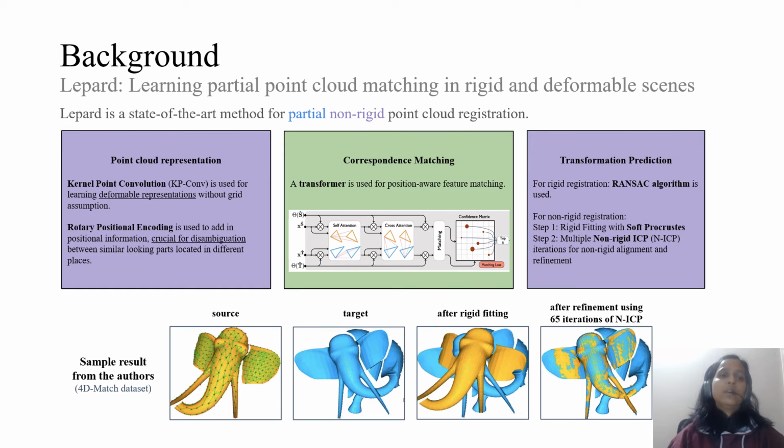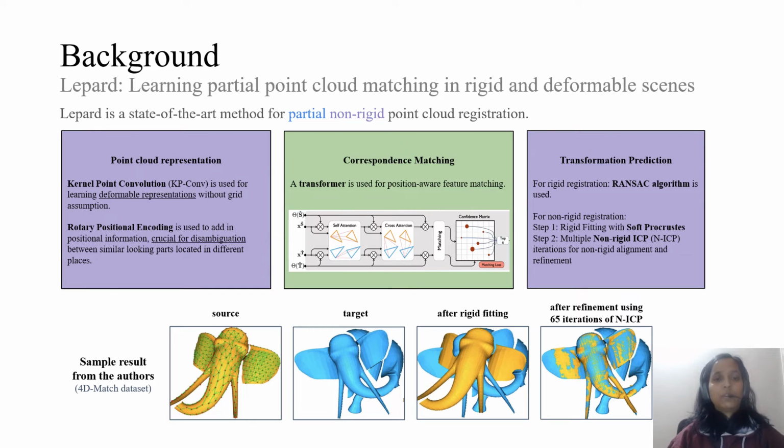Background. Leopard is a state-of-the-art method for partial non-rigid point cloud registration. Point cloud representation. Kernel point convolution, which is also known as KPConv, is used for learning deformable representation without grid assumption. Rotary positional encoding is used to add positional information, crucial for disambiguation between similar looking parts located in different places.